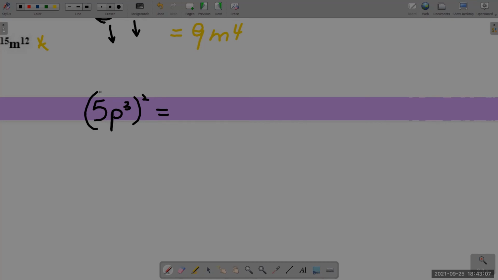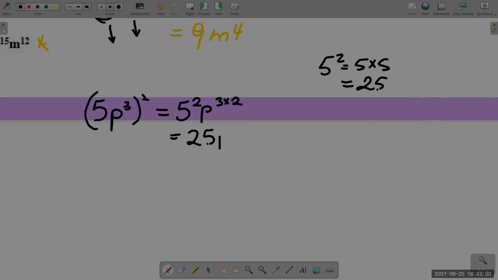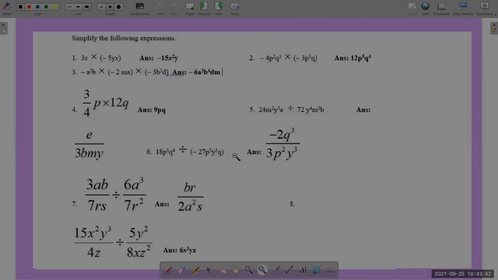All right, just to show you what you guys did. Correct is 5 squared p to the 3 times 2, right? But 5 squared means 5 times 5, so it has a value. The value of 5 squared is 25, and so your final answer is 25p to the 6th power. To me, you guys have the understanding. We're going to move forward to answering some questions.